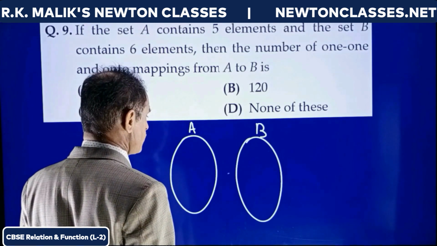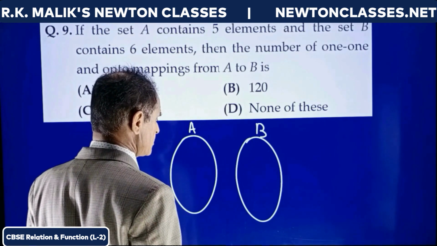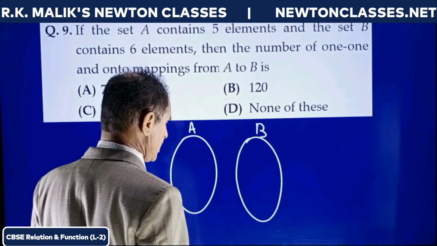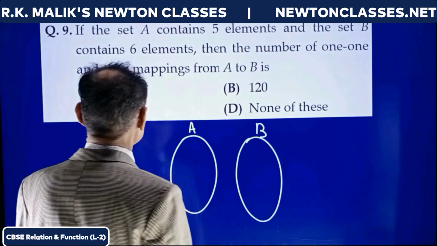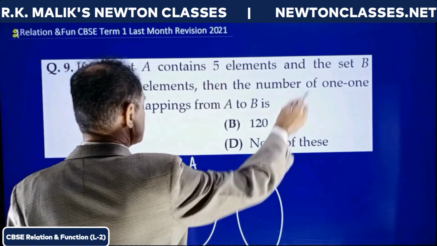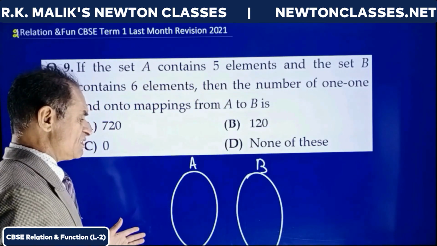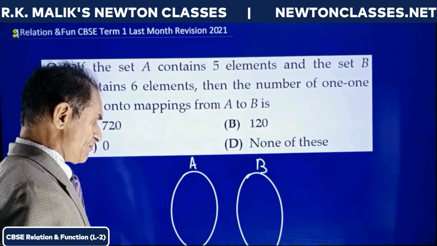Means in the case of both A and B as finite sets, a one-one onto mapping is possible only when A and B have an equal number of elements. But in this case, A is containing 5 elements, B is containing 6 elements. Hence, in this case, an onto function is not possible.